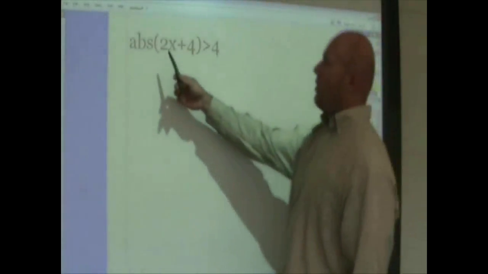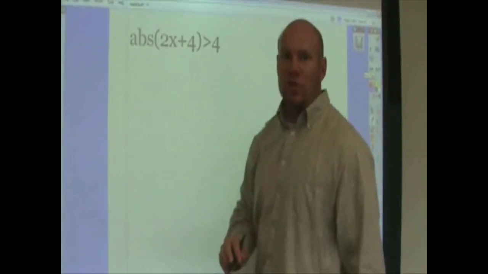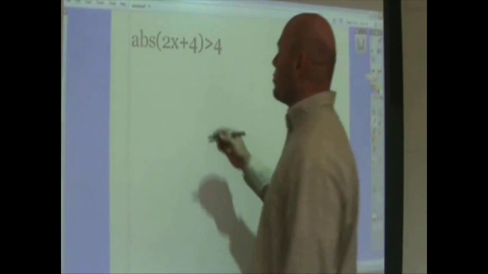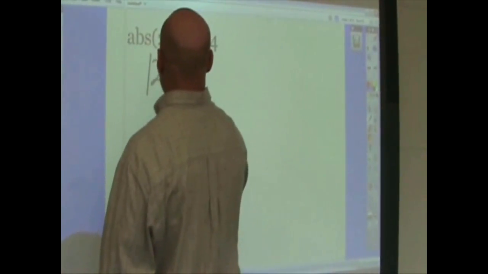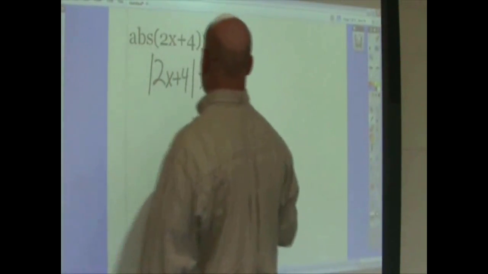Now, typesetting, I want you to understand something. If you can't find vertical bars, this ABS is actually what your calculator uses too, so that was a good idea for me to show you it here. It really just means this: the absolute value of 2x plus 4 is greater than 4.